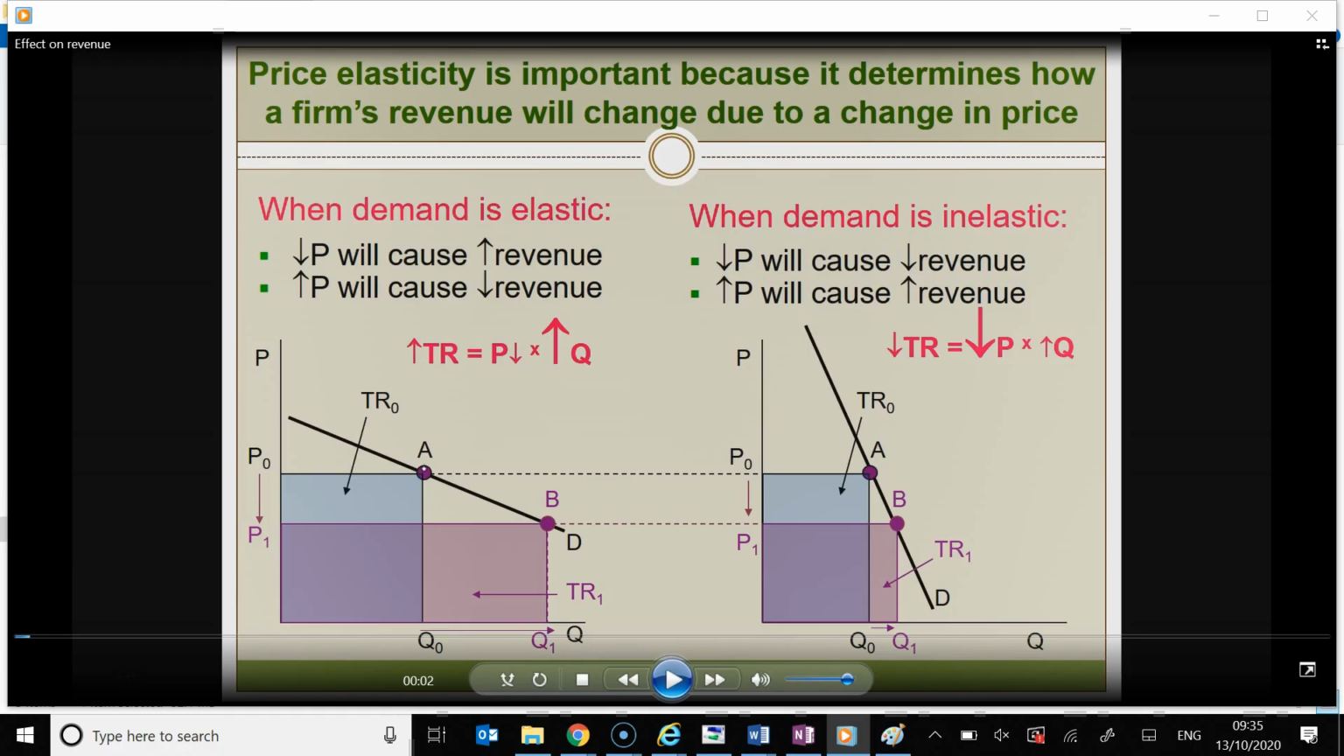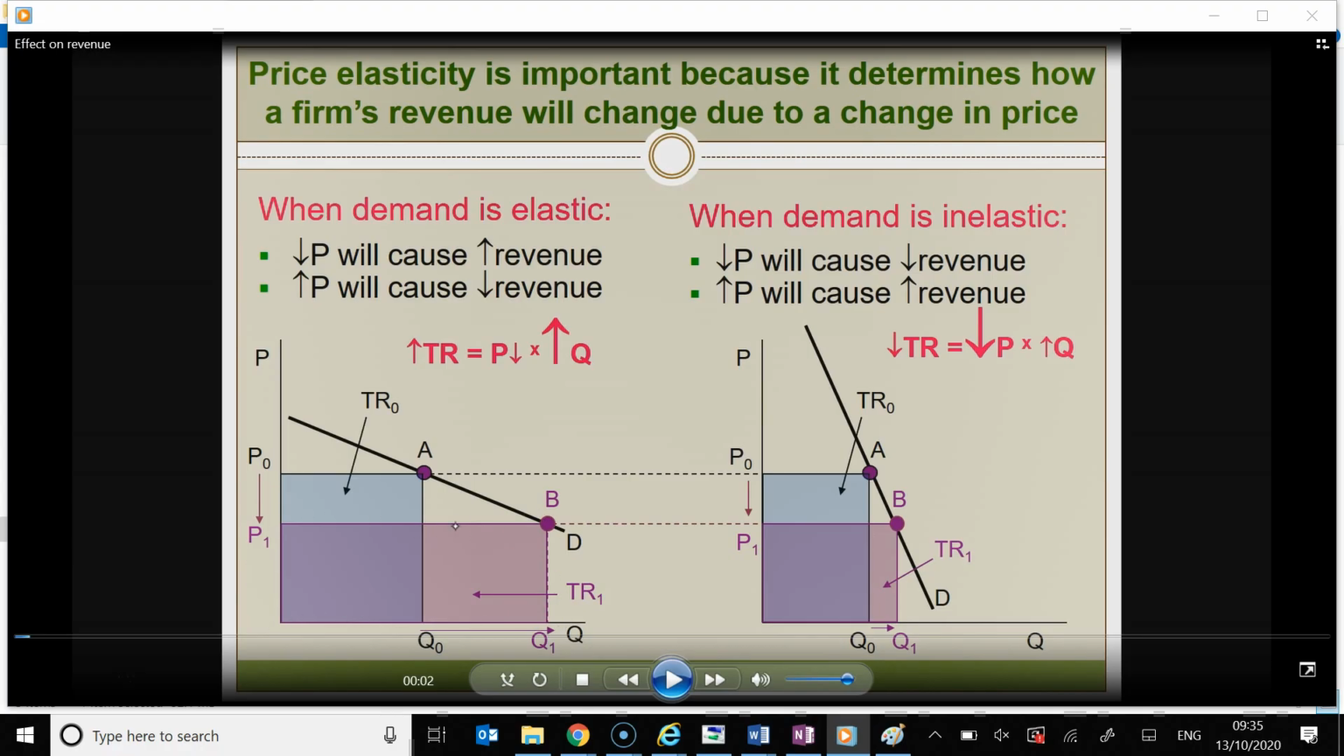So if we are located at point A, for example, originally selling the same amount of units in 2 different markets, our original revenue is shown by this blue rectangle. What is total revenue? Total revenue is price times quantity. If we multiply price times quantity, we will get the area of this rectangle under point A. So this blue rectangle is our total revenue originally. If the price goes down, we move to point B along the same demand curve, quantity goes up, and our new revenue will be shown by this purple rectangle, which is obviously larger.